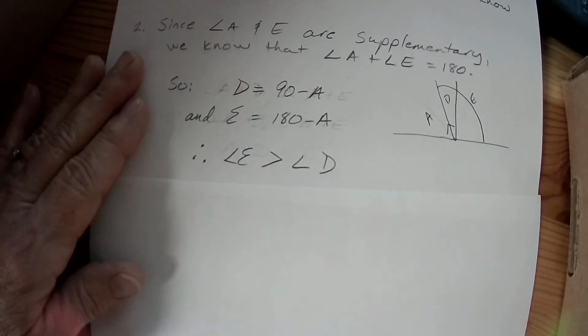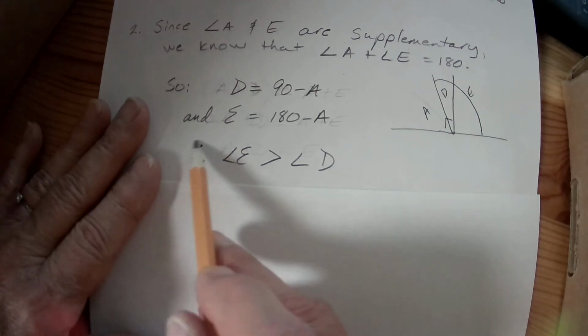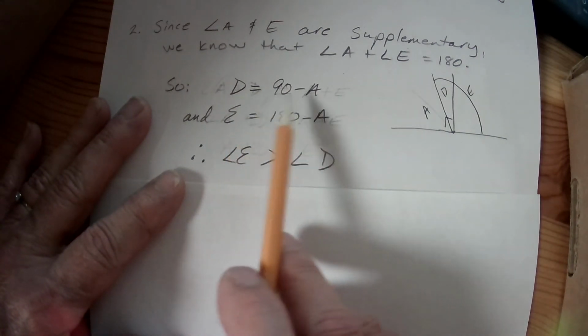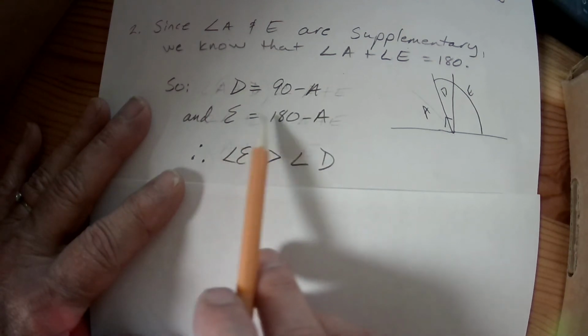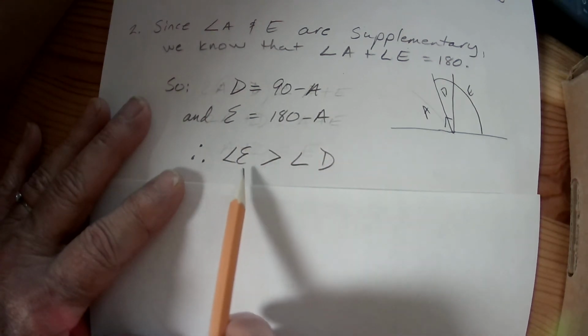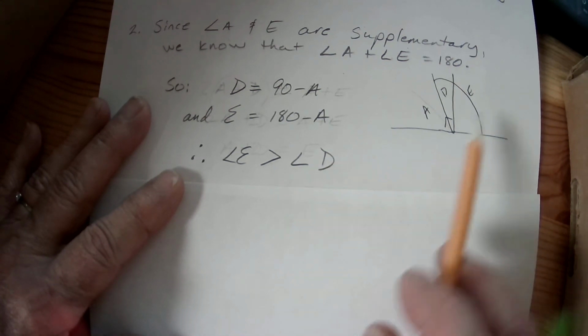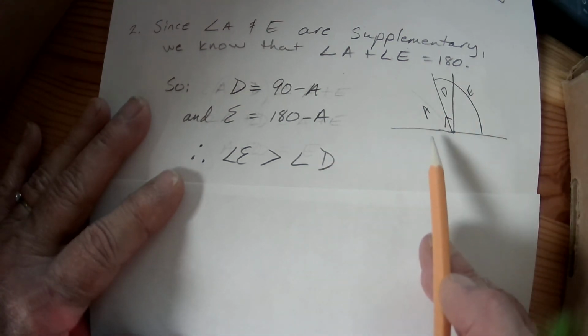So, therefore, that's what this little symbol right here means. Therefore, if D is 90 minus A and E is 180 minus A, then I can conclude that angle E is greater than angle D. And remember what I said about drawing a picture.